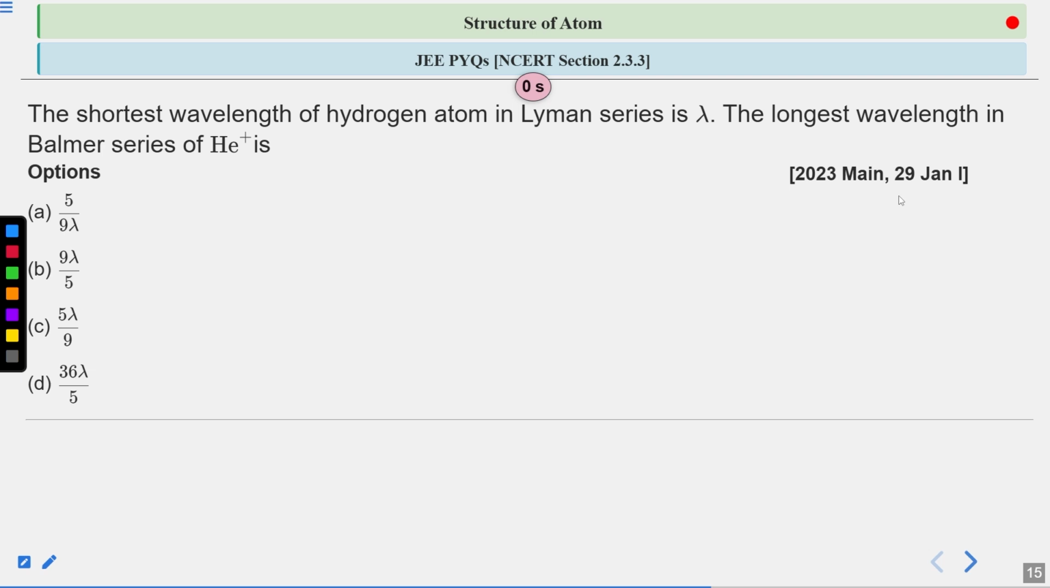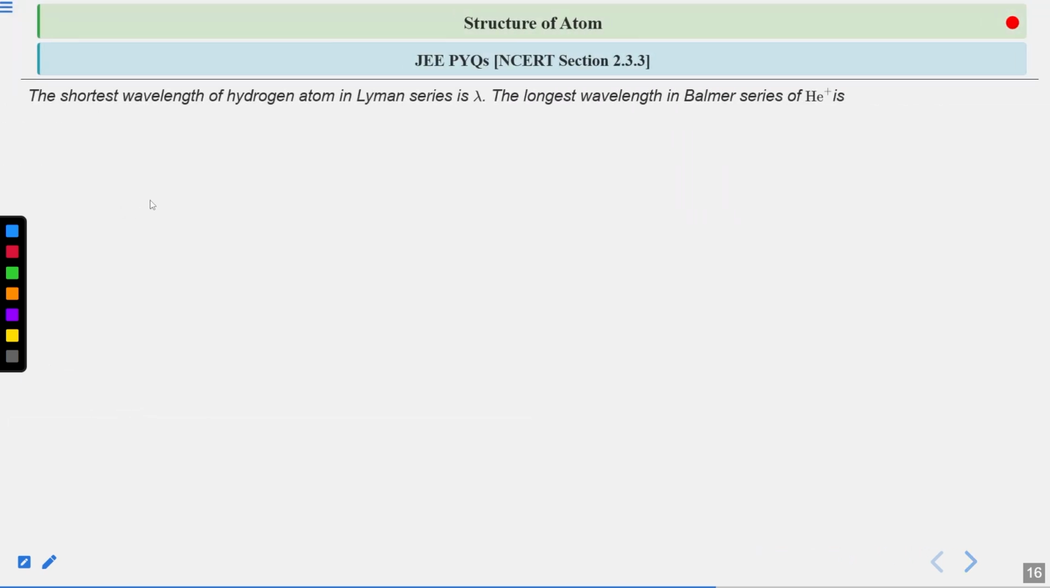Your time is up. So the longest wavelength in the Balmer series of helium plus will be 9 lambda by 5. Okay, remember this lambda is the shortest wavelength of the hydrogen atom in the Lyman series.